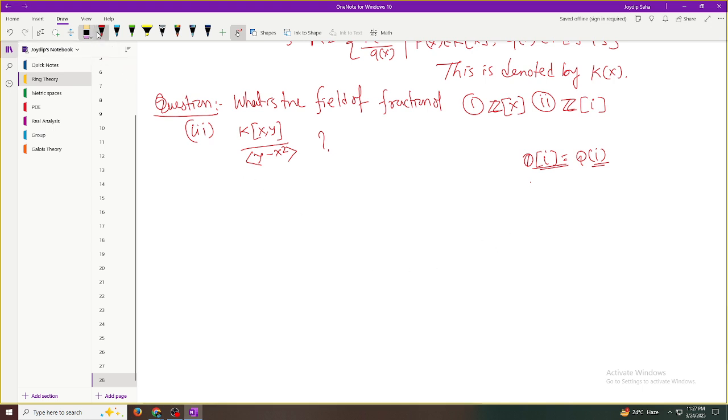What is the problem? Q[i] is a subset of Q(i) by definition. But if you take a + ib over c + id, can it be written as r + is of this type? Yes, you can, because you multiply by c − id, and you can write it in this form, where r is rational and s is rational. Yes, i satisfies the relation, therefore they are equal.